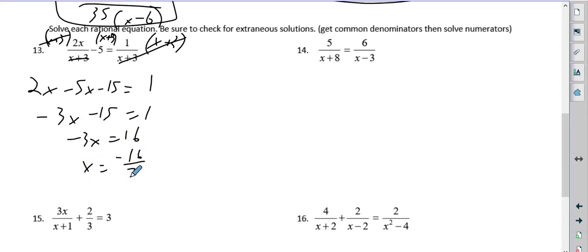Wait a minute, my answer is a fraction. That can't be right. Yes, it is. It's okay. And just to think, for extraneous solutions, the one thing it could not be, x could not be negative 3, because that would make it 0. We did not get negative 3 for an answer, so we are good to go.